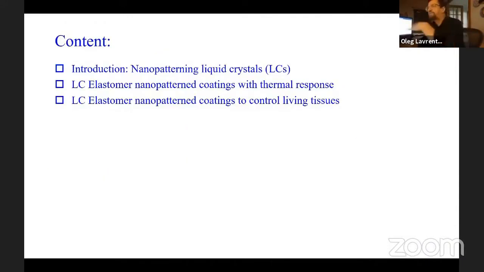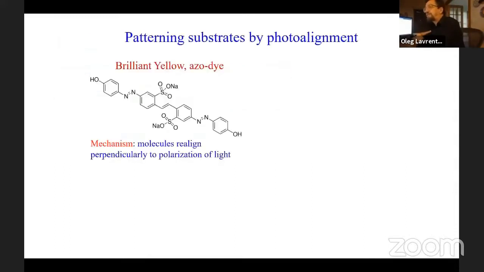So my talk will be first about how to make nano patterns out of liquid crystals, and then how to construct artificial skin that has a response to the changes of temperature, and finally, how to use the nano-patterned liquid crystal elastomers to control living tissues. Let's start with this photosensitive molecule.